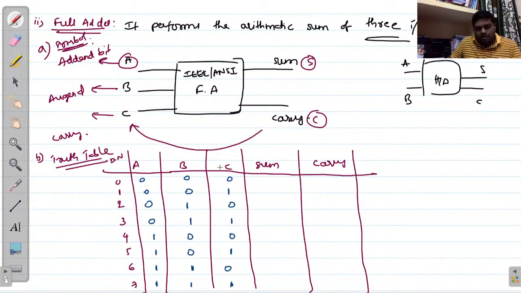Now you can take the addition among these 3 bits. First I will focus on the first combination 0, 0, 0. First you can add these 2 bits, A plus B, that means 0 plus 0. Why? Because this full adder just performs the sum among these three variables, right? So A plus B, then plus C. Now 0 plus 0, so we will get 0.